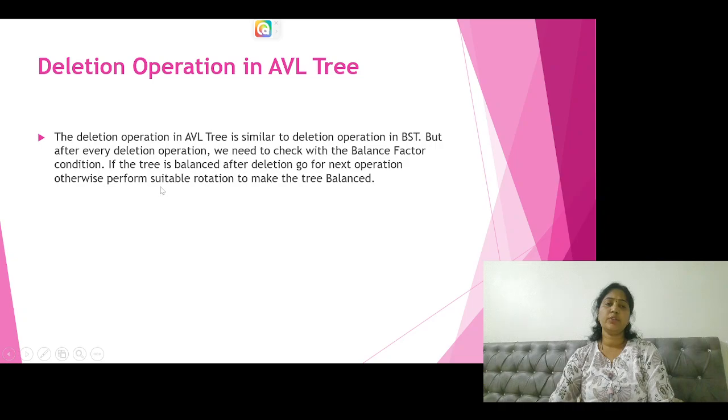Deletion. The deletion operation in an AVL tree is similar to the deletion operation in a binary search tree. But after every deletion operation, we have to check the balance factor. If it is becoming imbalanced, then you perform a suitable rotation so that you can make the tree balanced.